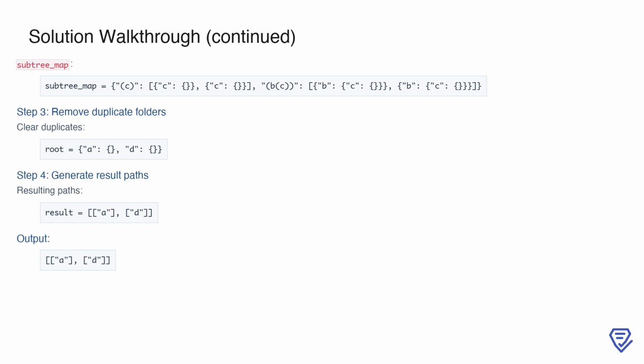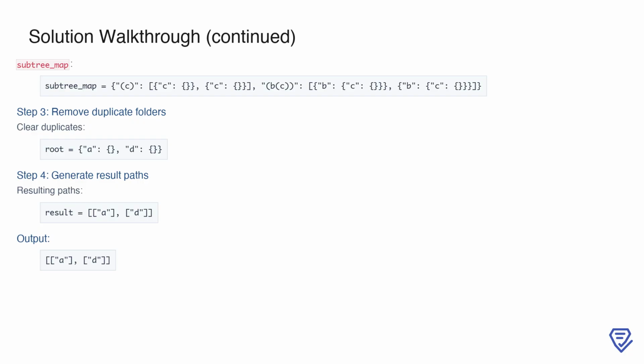The subtree_map now shows that the serialization C appears twice, corresponding to the two C nodes, and B, C also appears twice, corresponding to the identical subtrees under A and D. Since these subtrees are duplicates, we remove them by clearing the B subtrees under both A and D. This simplifies the tree to A, D.